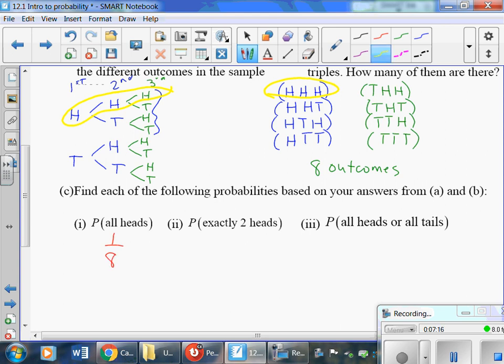So exactly 2 heads. Well, let's use a different color here. How about this one? So exactly 2 heads. Let's use our examples here. I think it's easier to see. So here are 2 heads, here are 2 heads, here are 2 heads, and that is it, correct? So I get 3 out of 8.